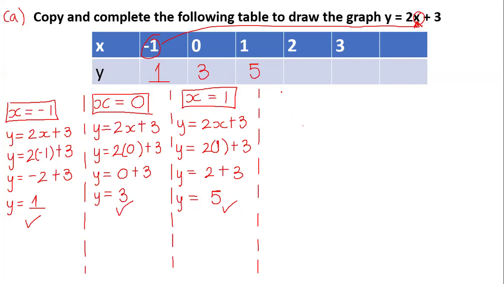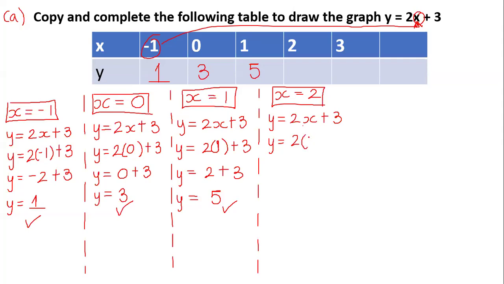Then we have x is equal to 2. Okay, so x is equal to 2. So we have y is equal to 2x plus 3. So y is equal to, instead of putting the x, we put the 2.